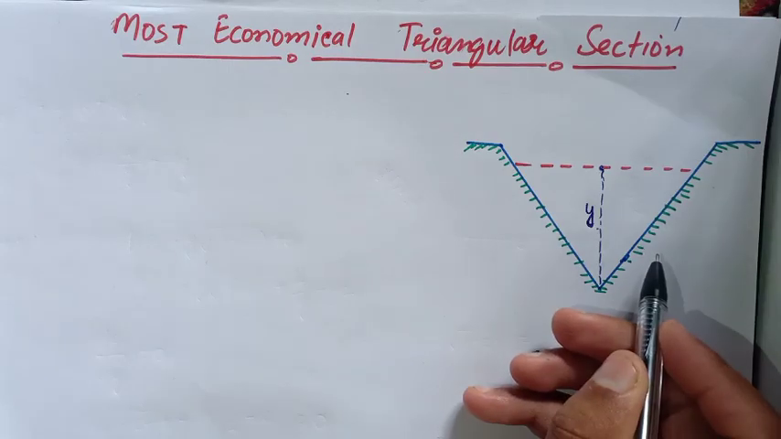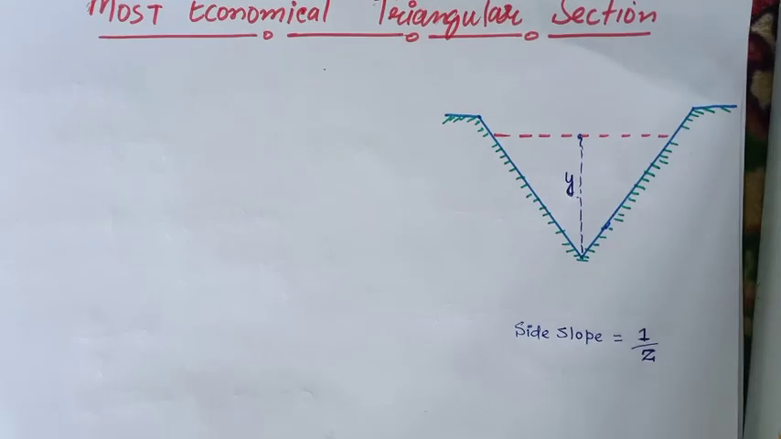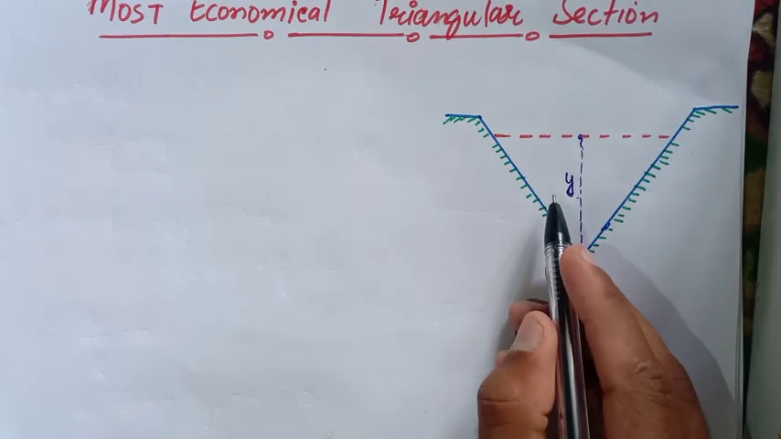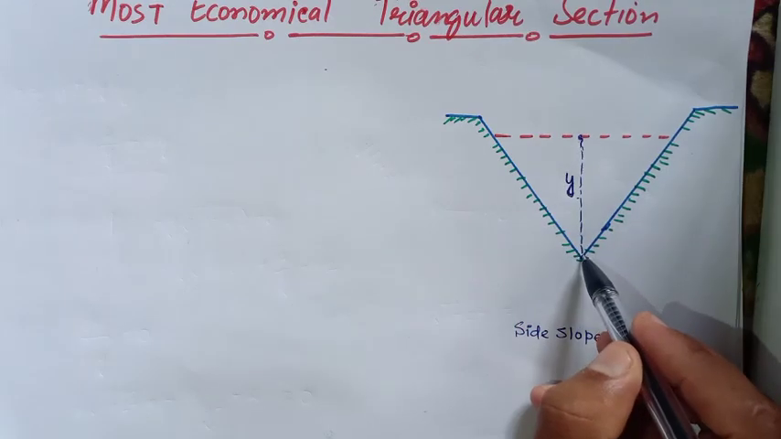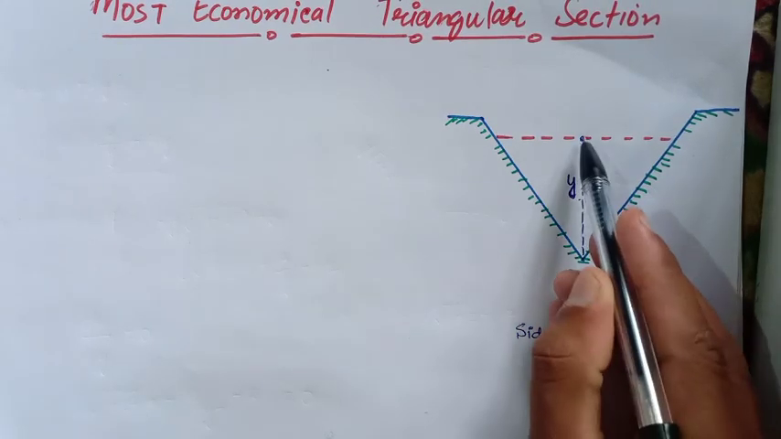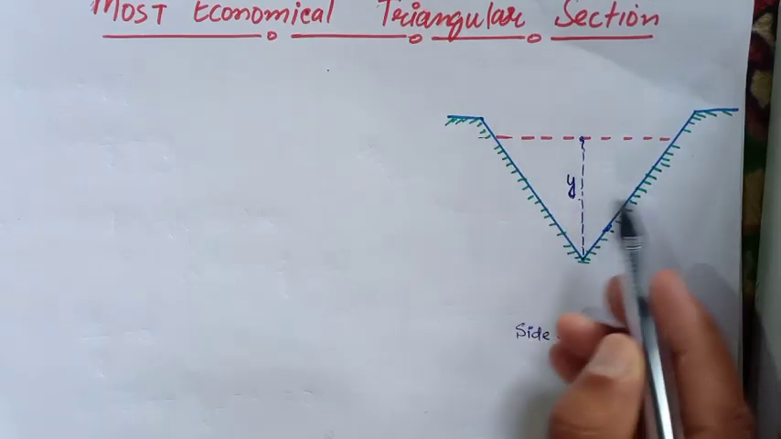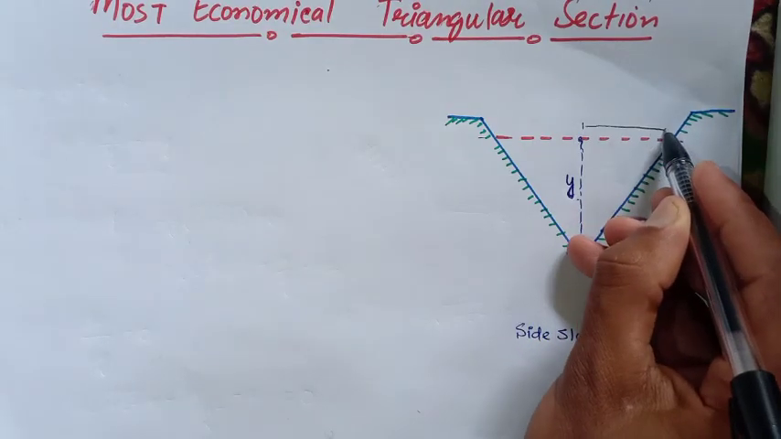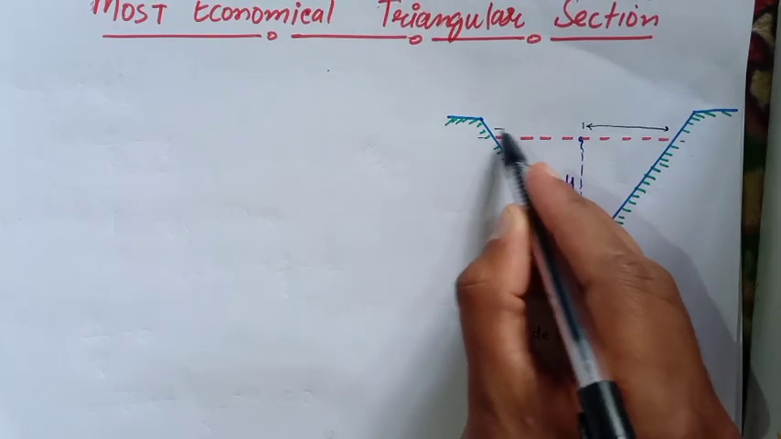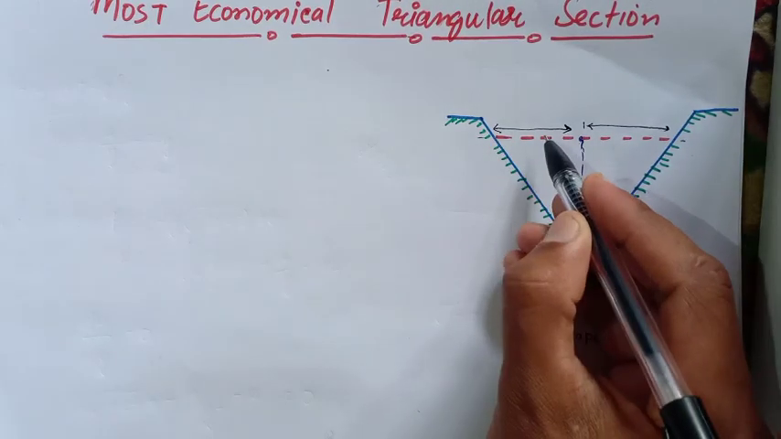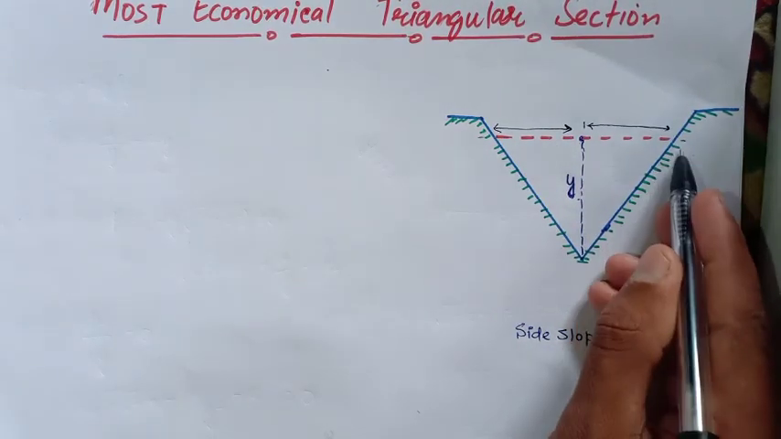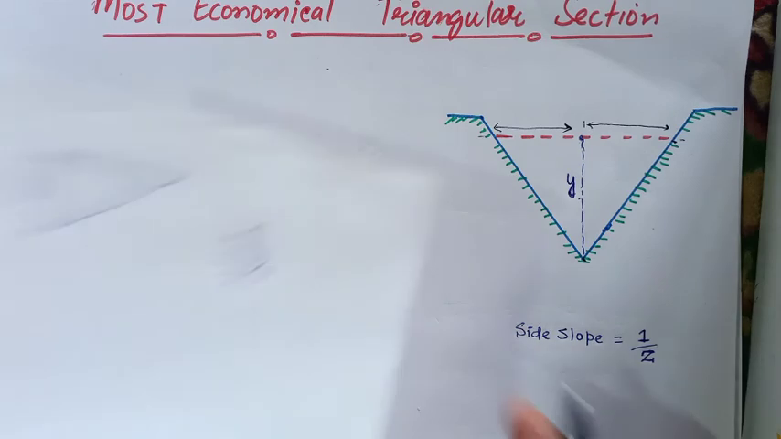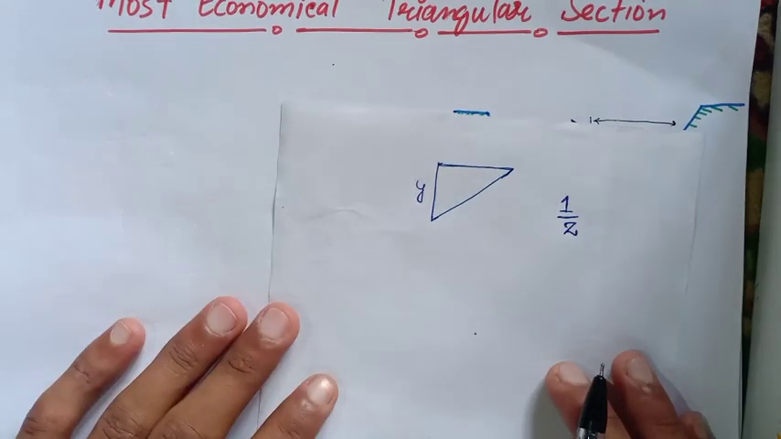Here I have shown you the triangular section, and we have given the side slope of 1 by z. So the side slope is 1 by z, this is the triangular section, and the depth of flow from this point is y. What we have to do is first find out this dimension and this dimension, and this dimension. For that we will do the mathematics here.